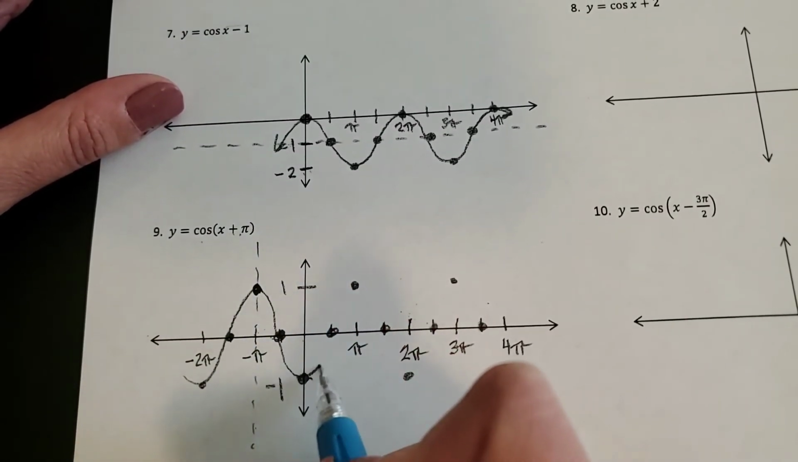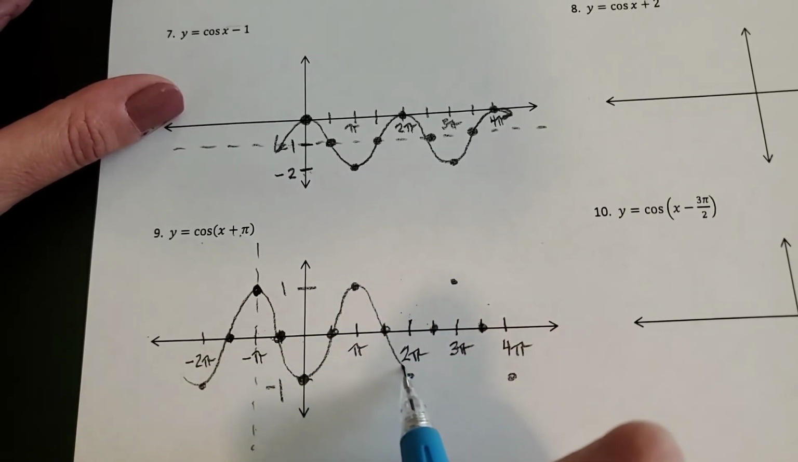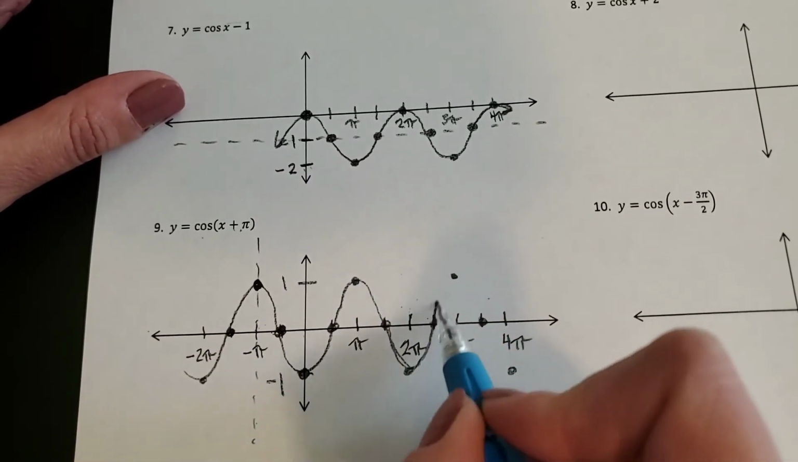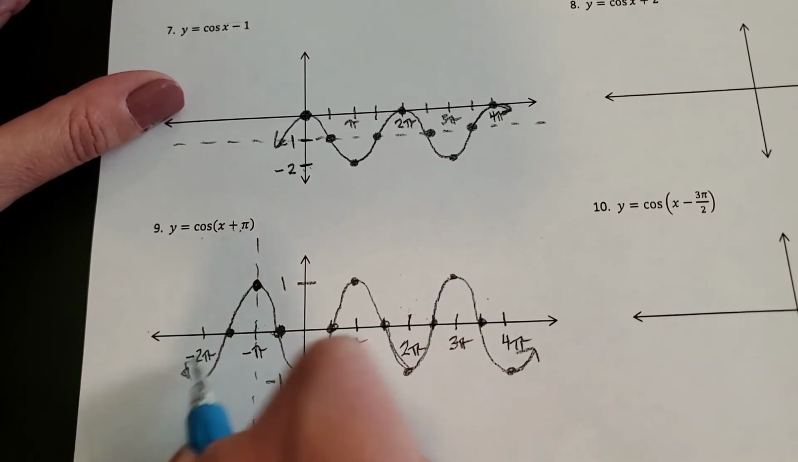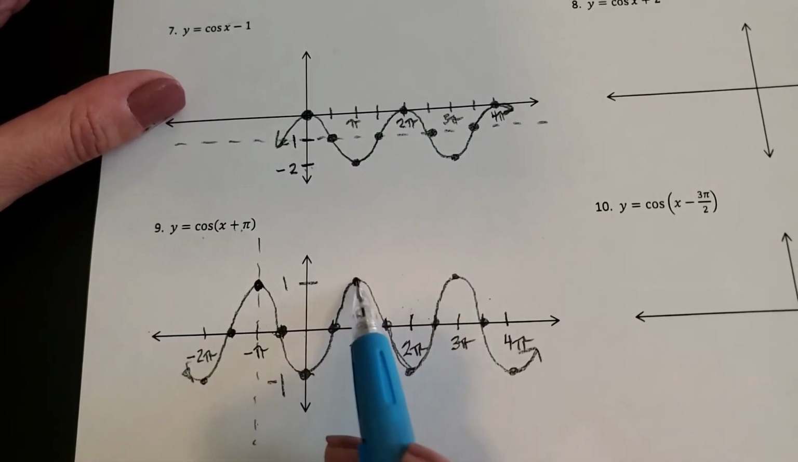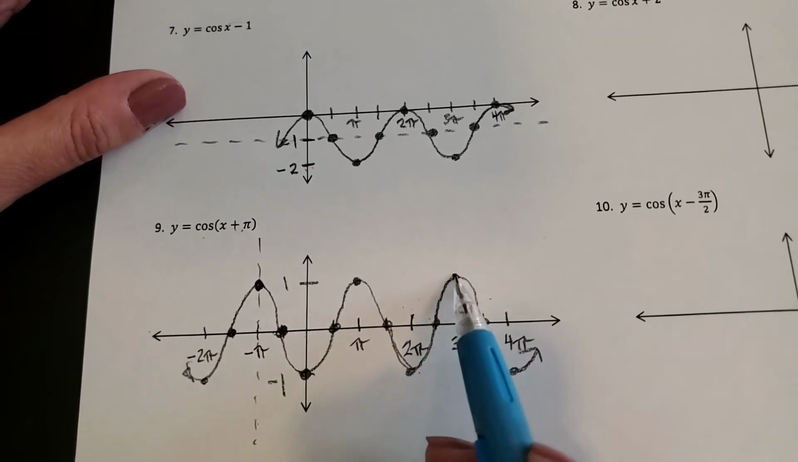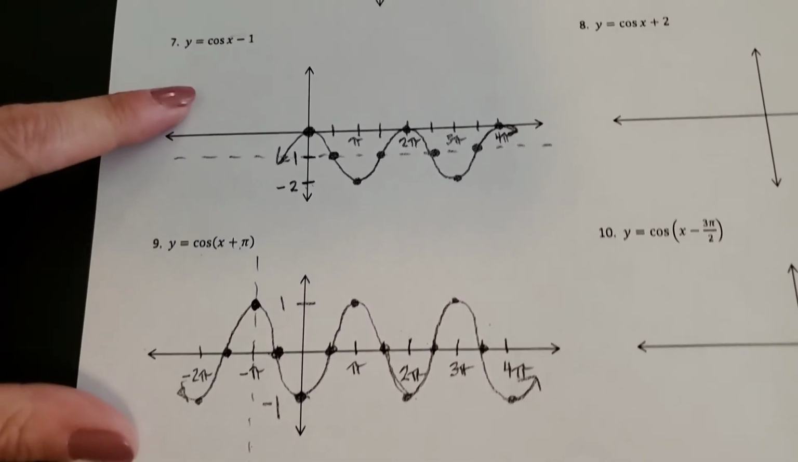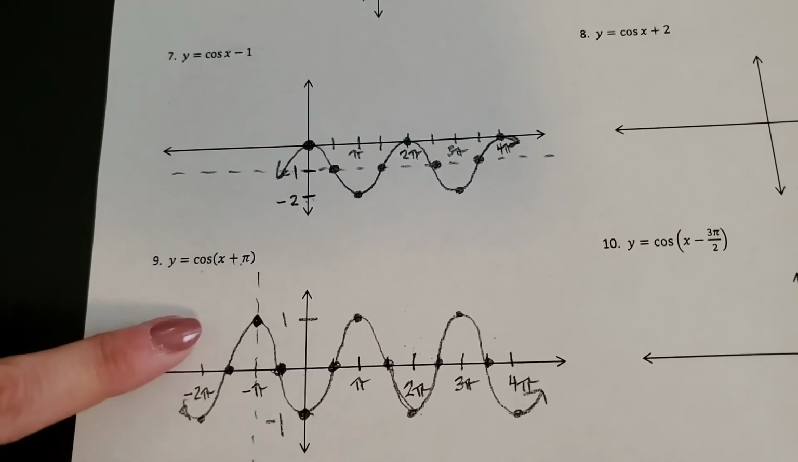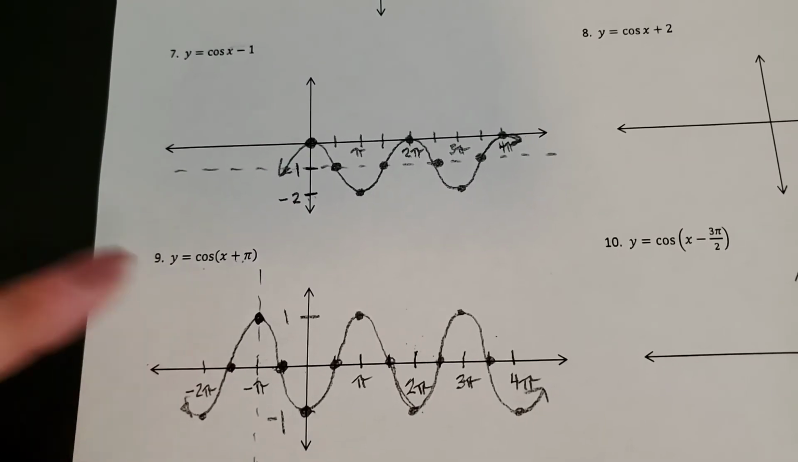Whoops. Sometimes my drawing's not quite so great. That's why it's important. I do want to see each of those points on the graph, because then if your curve does not actually hit all of those, I'll know what you meant to do. So same rules apply, vertical shifting, horizontal shifting.